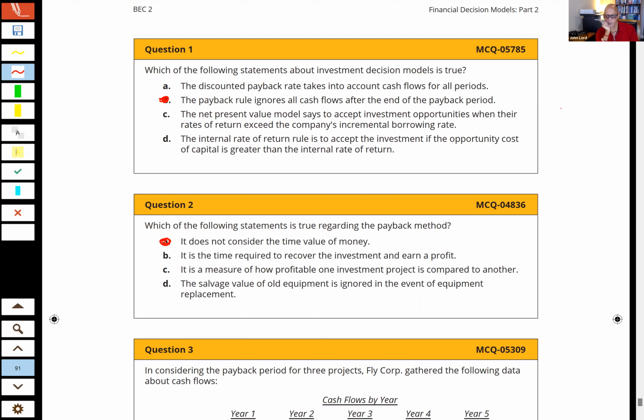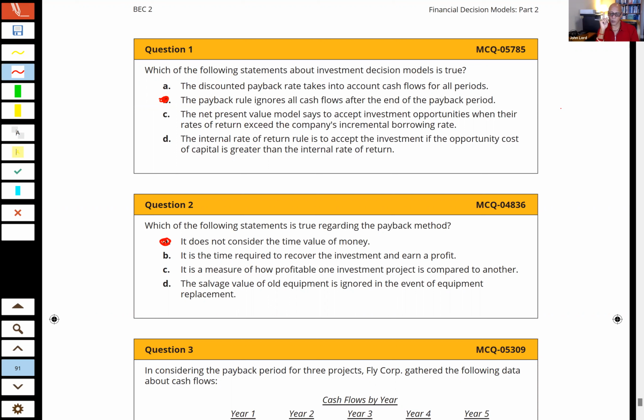Now D, the salvage, because we didn't talk about this at all in the examples: the salvage value of old equipment is ignored. Payback method would consider the salvage value of the old equipment. So we're going to sell some old equipment and get some cash flow in on that. Well, that's a head start. That's in effect reducing the initial investment, which will affect the payback period.